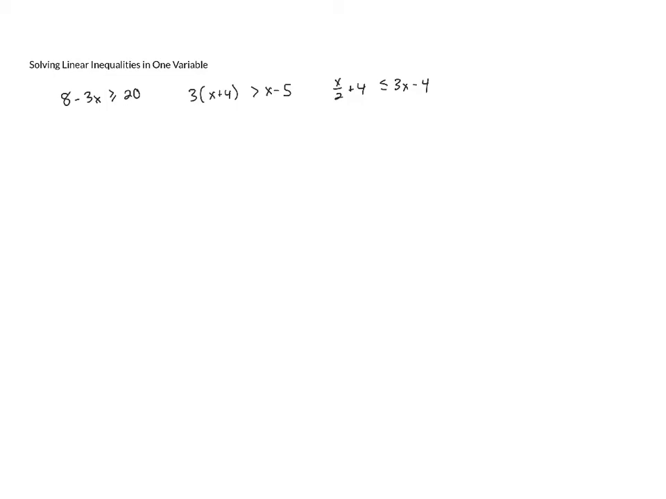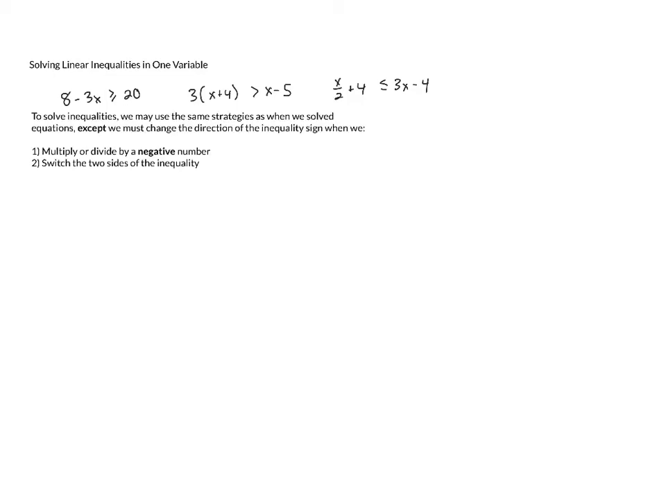It's very similar to solving equations, and in fact, the rules are exactly the same with just a couple of small exceptions. To solve inequalities, we may use the same strategies as when we solved equations, except we must change the direction of the inequality sign when we multiply or divide by a negative number, or if we switch the two sides of the inequality. Let's go through these examples one at a time.